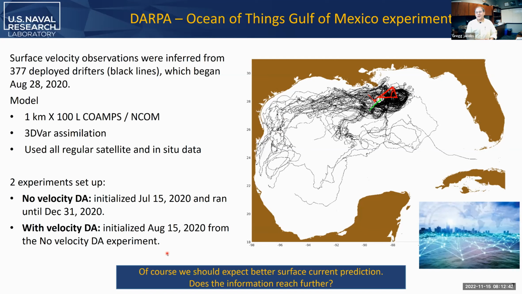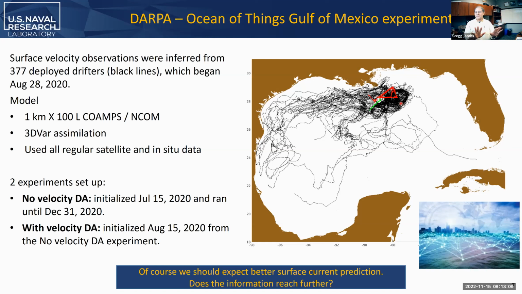So here's an example of that. This was a deployment of drifters from DARPA, from the Ocean of Things project. They had a really interesting proposition of looking at quantity over quality, making small, cheap drifters with lots of different sensors that were not precisely calibrated versus making one large expensive instrument. So they deployed 377 drifters in the Gulf of Mexico.